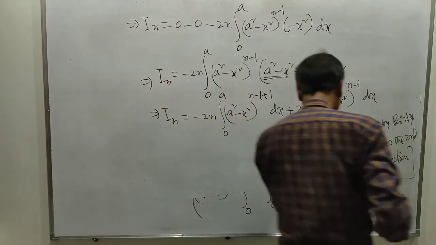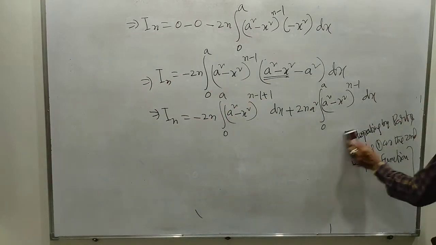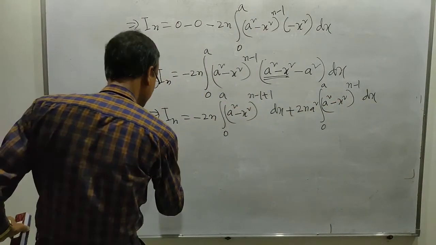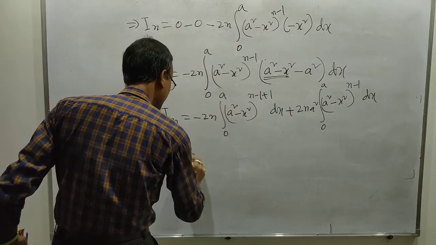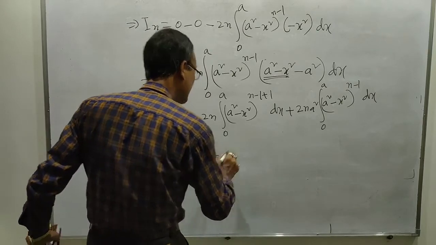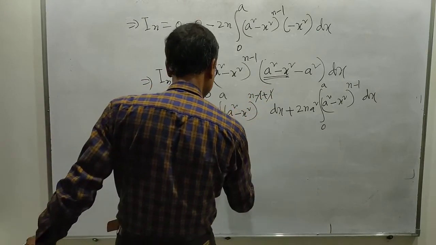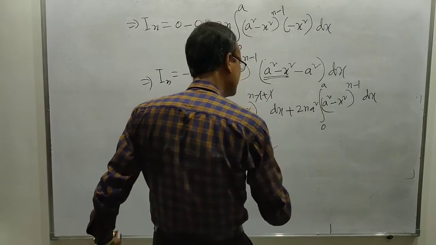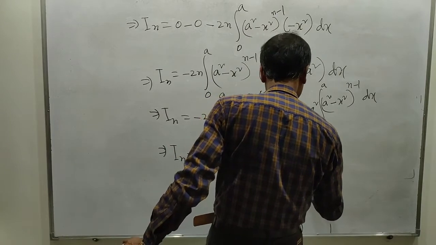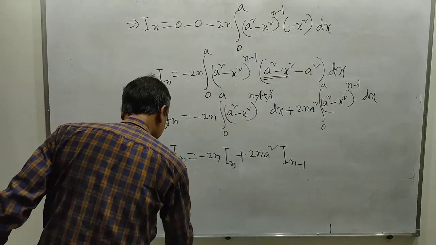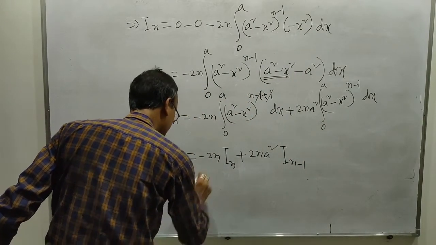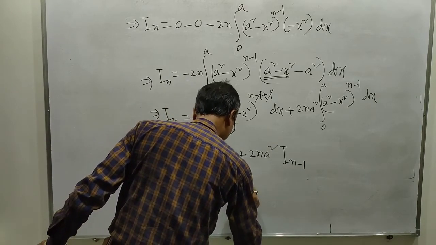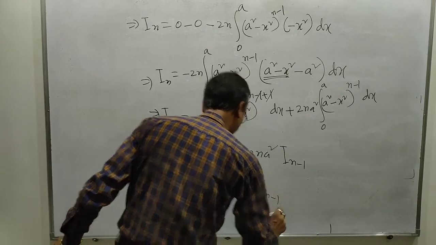Am I right? This means I_n equals minus twice n plus 1 more, it is again I_n, plus twice n square, it is I_(n minus 1). This means 1 plus twice n I_n. Take this term to the left hand side. I_n equals twice n square I_(n minus 1).